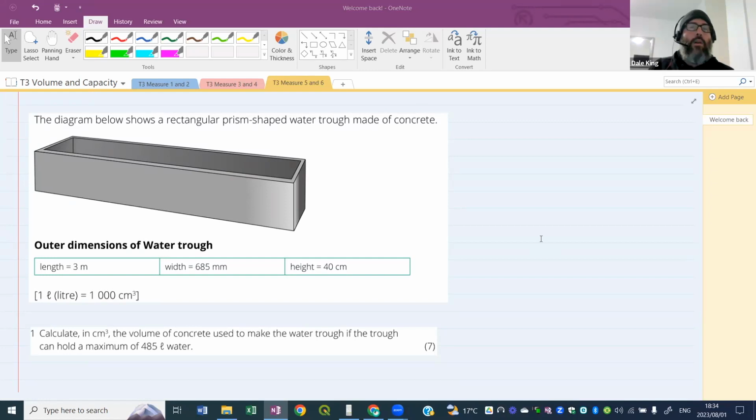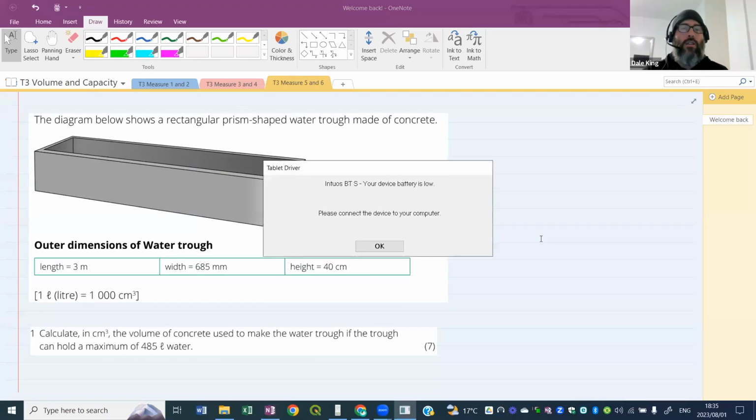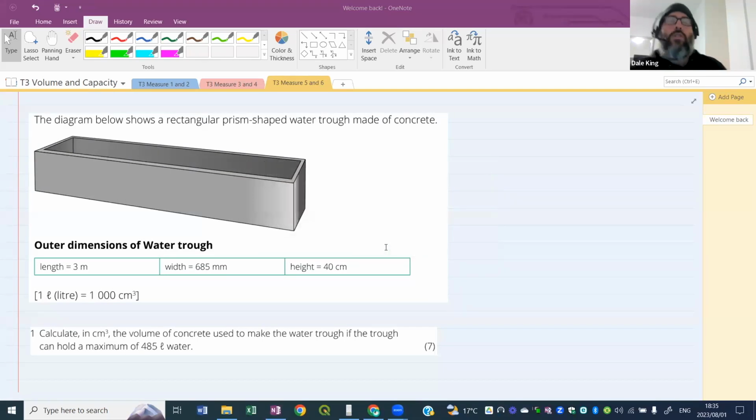Okay, here's the question. While Mohammed's telling us where Burgersfort is, the diagram below shows a rectangular prism-shaped water trough made of concrete. So this is a trough that animals drink out of, obviously, and it's made of concrete. It's rectangular. You pour water in here to give water to your animals on your farm. So it's a drinking trough, and it's made of concrete.